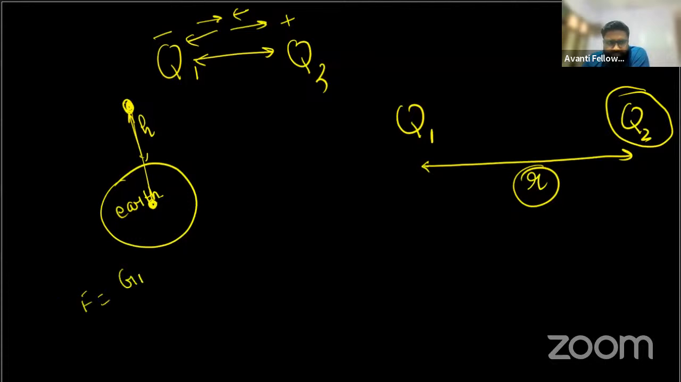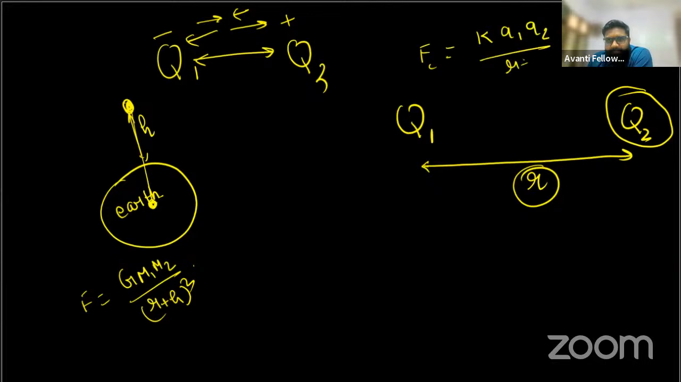F is equal to G m1 m2 over (r plus h) whole square. In the same way, what is Coulomb's force? Replace G with k, m with q, and the distance will be r square. That is why in the orientation session I said that gravitation and electrostatics are the same, only the mass is replaced by the charge. That is the only change.